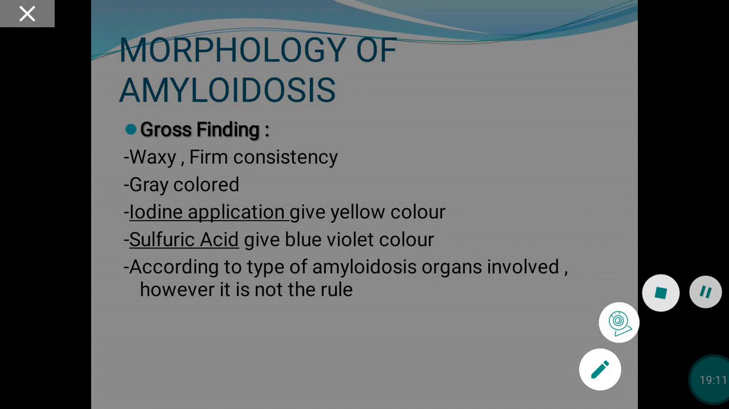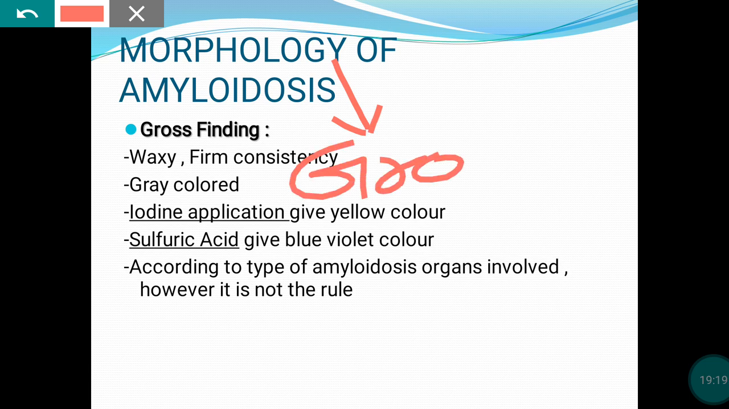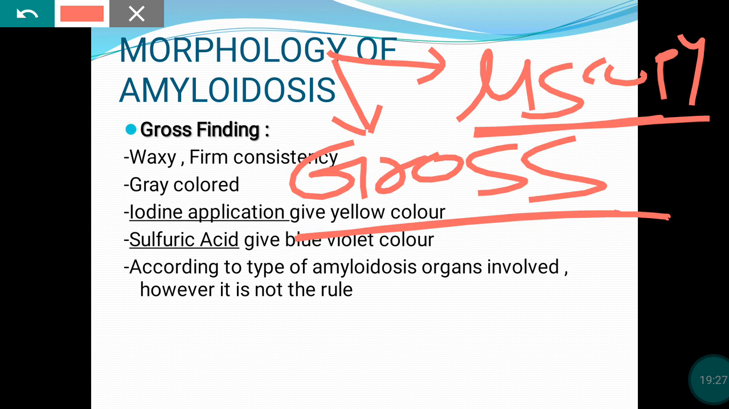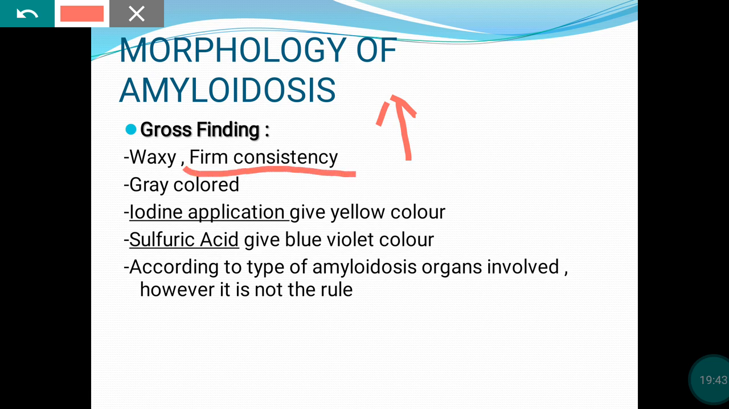So guys, you have to remember that whenever morphology is asked in pathology, you have to write it in two ways. One is the gross finding and another one is the microscopic finding. These two points have to be mentioned in the morphology. So first let's start with the gross. Because of amyloid deposition, the organ will be enlarged in size. There will be an increase in the size of the organ. The consistency will be firm.